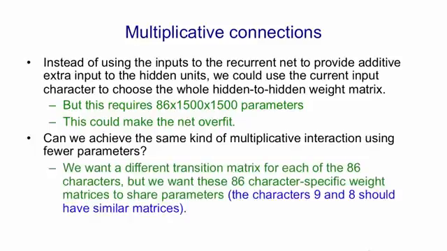So we want to have a different transition matrix for each of those 86 characters, but we want those 86 character-specific weight matrices to share parameters. And that's a reasonable thing to do because we know that characters 8 and 9 should have very similar transition matrices.